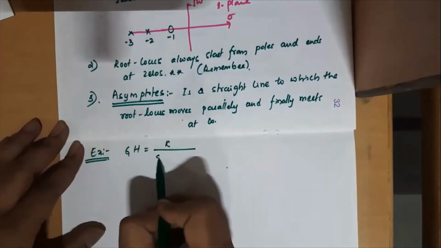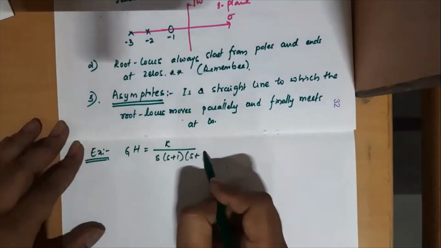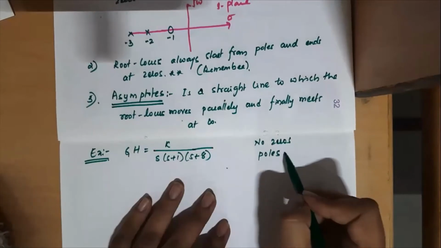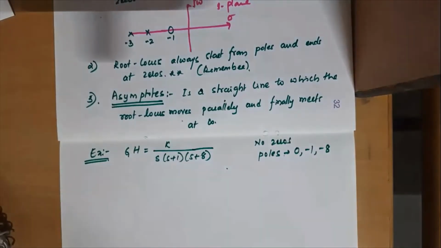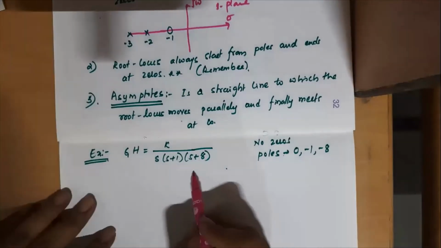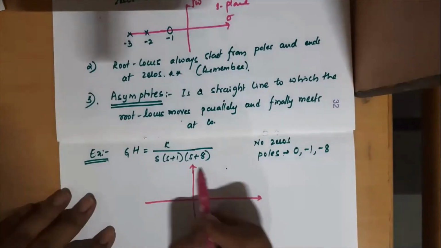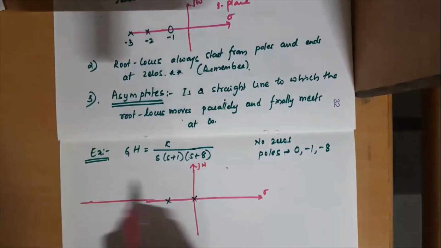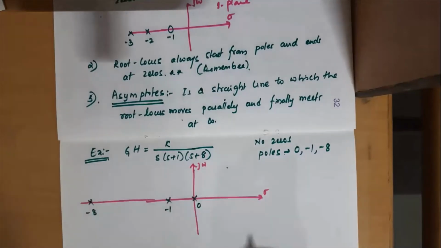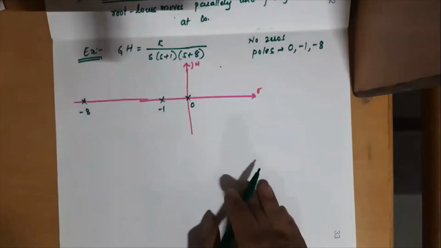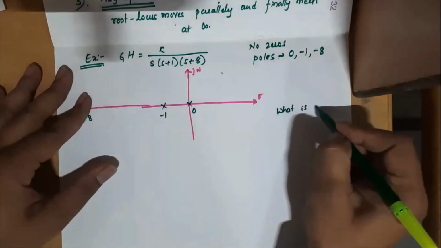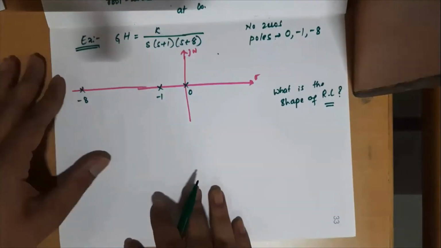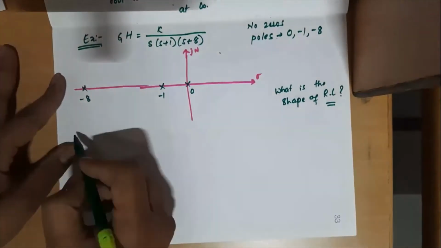So I'll take a different example, which has 3 poles and no zeros. So no zeros and 3 poles at -1, -8 and 0. So let me draw S plane again. We have -8, -1, 0. If I want to draw the root locus for this, I need some hint. So what is the shape of the root locus for this? It's very difficult to guess without some hint.